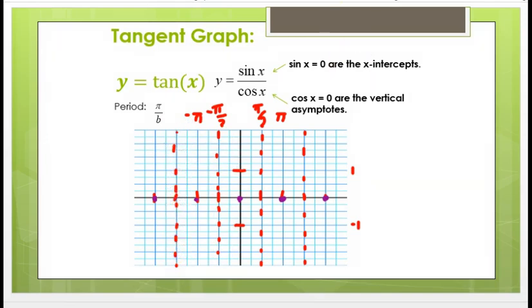That's usually enough to draw the sketch of our graph, but I will show you again from the unit circle how we can fill in a couple more points here.